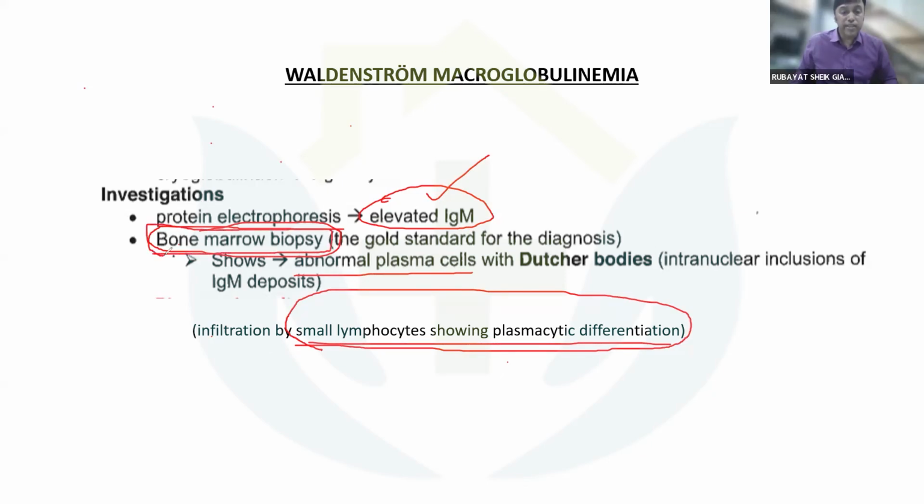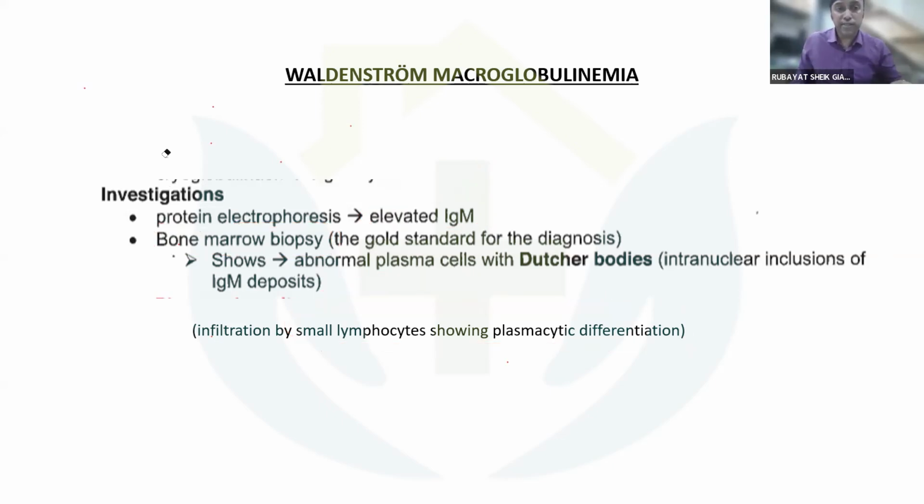So when you have a scenario where you are suspecting Waldenstrom's, how do you confirm your diagnosis? Please answer bone marrow. Usually the IgM levels are given with the normal range given beside it.